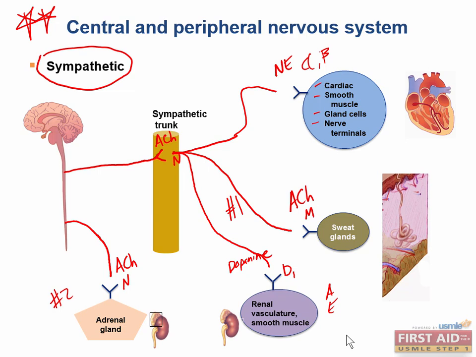So just remember that these are 3 exceptions. So 1, 2, and number 3 exceptions to the sympathetic system, which here is the normal route. And you'll likely see these on test day because the USMLE loves to test exceptions.